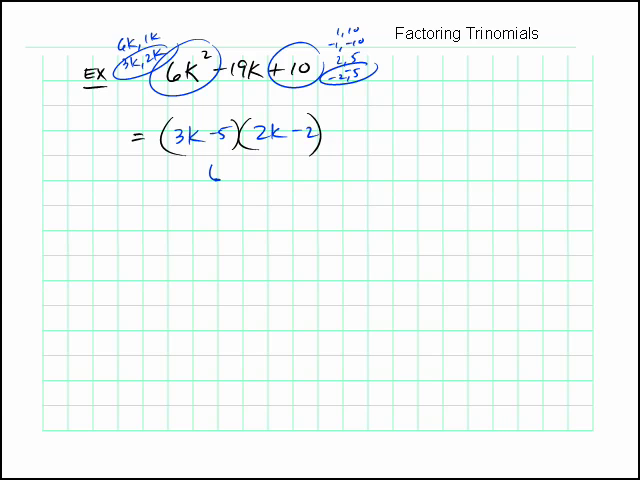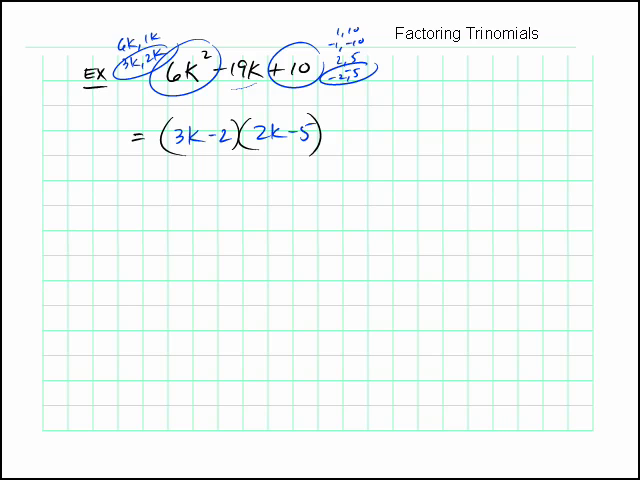Let's see. That's negative 10k. That times that is negative 6k. Now if I add that up, that's negative 16k. Is that the correct middle term? No, it's not. I need a 19. So I guessed wrong. I'm going to have to back up. Erase, erase, erase. And I'm going to try a different arrangement here. This time I'll try the minus 2 here and the minus 5 there. Just switching those may be all it takes here.